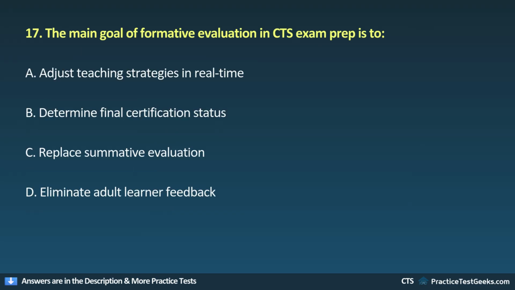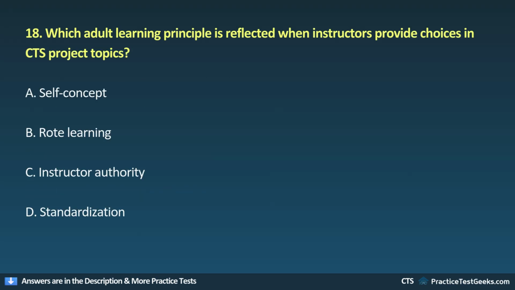17. The main goal of formative evaluation in CTS exam prep is to A. Adjust teaching strategies in real time. B. Determine final certification status. C. Replace summative evaluation. D. Eliminate adult learner feedback.